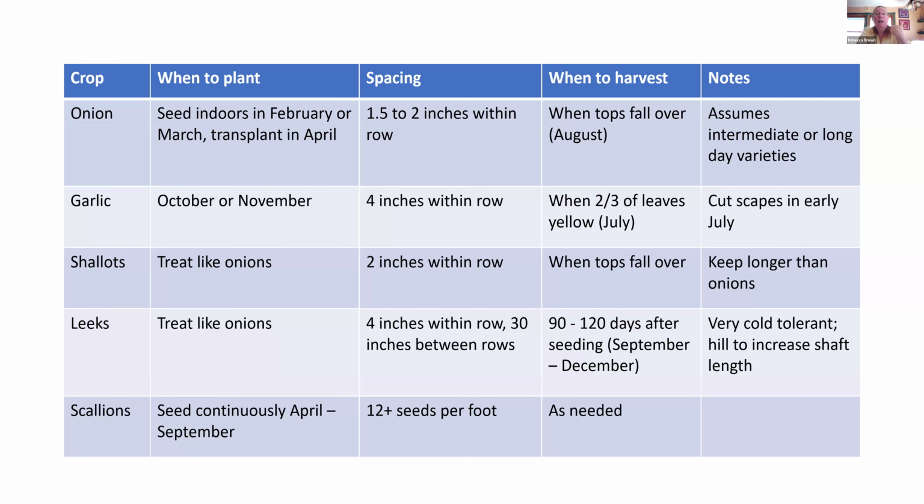Scallions can be seeded continuously from April through September. You want 12 or more seeds per foot. And basically they can be harvested whenever they get to the desired size. Obviously, scallions cannot be stored. Leeks can be stored in cold storage for a while. They can also be covered and left in the field because they will actually tolerate quite a bit of frost.